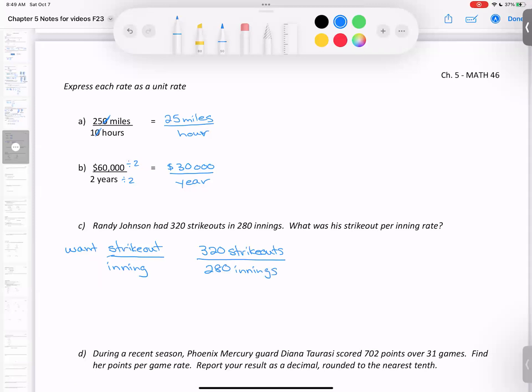Now we want to simplify this. So if we're going to simplify this, I'm going to start by just taking out the 10 because I can divide both of them by 10 by knocking off a 0. And then I can see both of those are divisible by 4. Go ahead and do a chart for your GCF. If you don't see that right away, that's fine. And so I get 8 strikeouts per 7 innings. And so that is his strikeout per inning rate in the lowest terms or simplest terms.